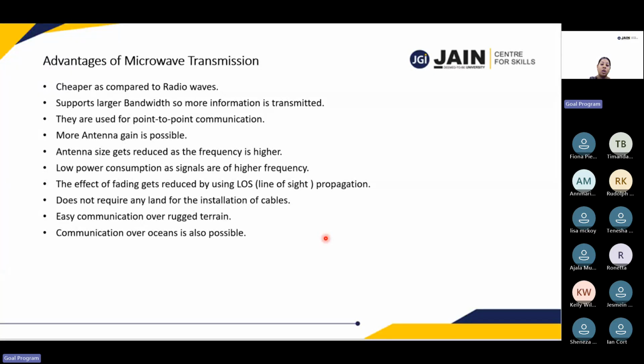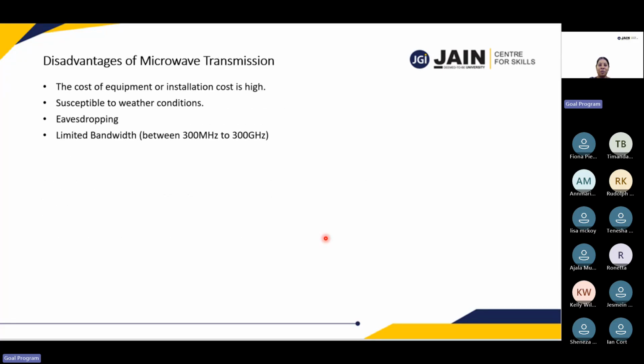propagation. Do not require any land for installation of cables. We require some space for installing the towers and the antennas. Okay, easy installation and configuration. Easy communication over rugged terrain. Okay, easy communication can happen. And communication over oceans is also possible. These cables do not go under oceans, right? So it's not possible, so communication over oceans is also possible because of these microwave signals.